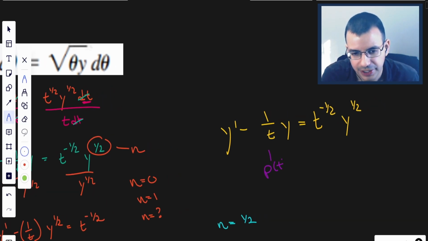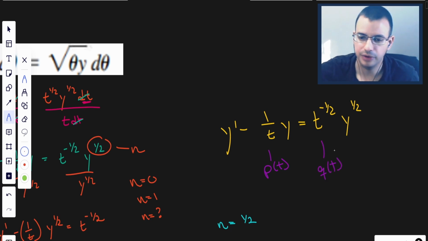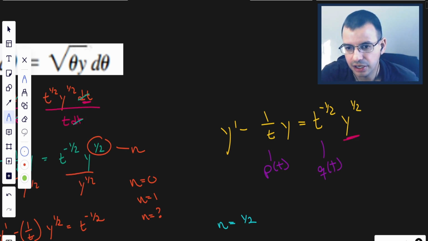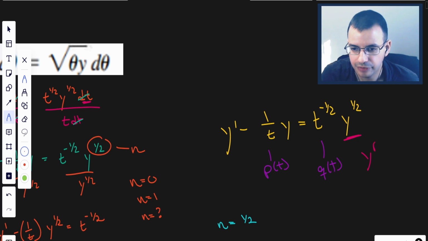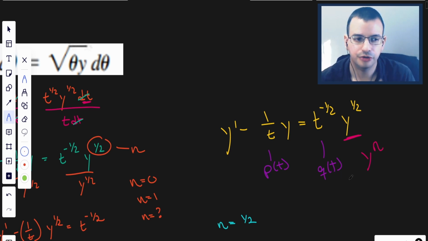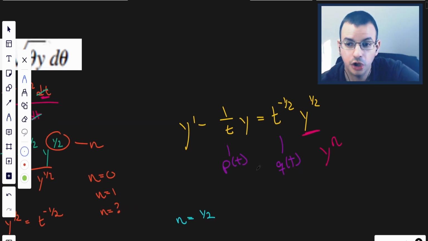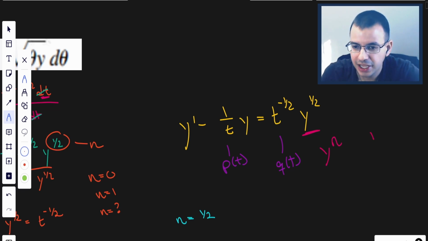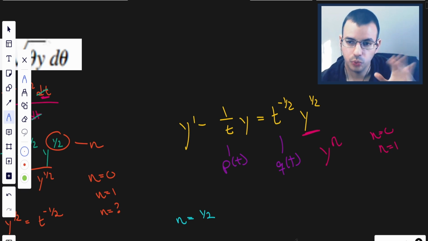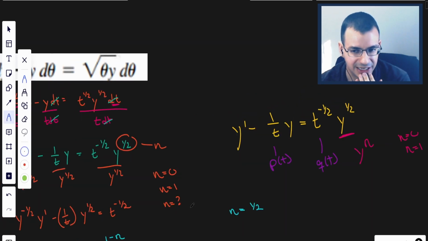This we called p of t. This we'll call q of t, out of convention and how we do these problems. And then we got y to the n over here. This is Bernoulli's formulation of a differential equation, which we can solve. As we said, n equals 0, homogeneous, we can solve. n equals 1, we can also solve. For other n, we need this special Bernoulli technique.